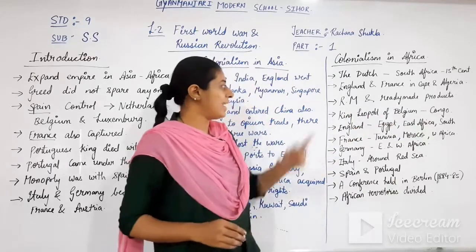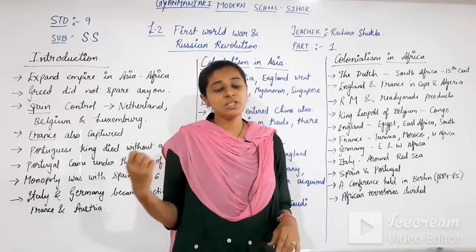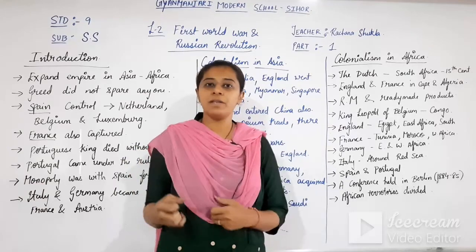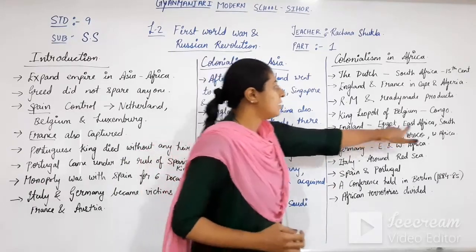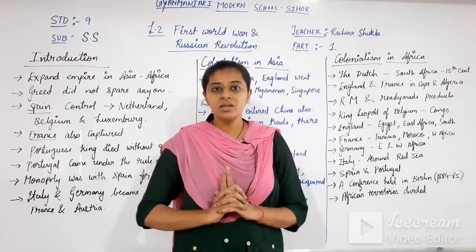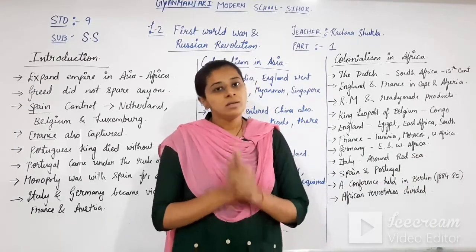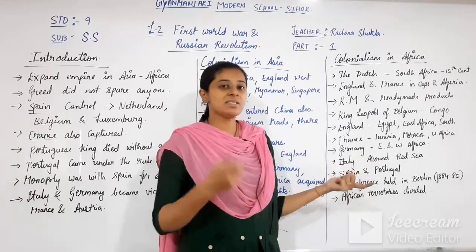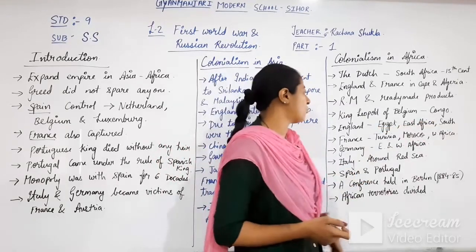Then English people of England came to Africa. They captured Egypt and some parts of East Africa and South Africa. Now which country came? England came. England captured Egypt and some parts of East Africa and South Africa.